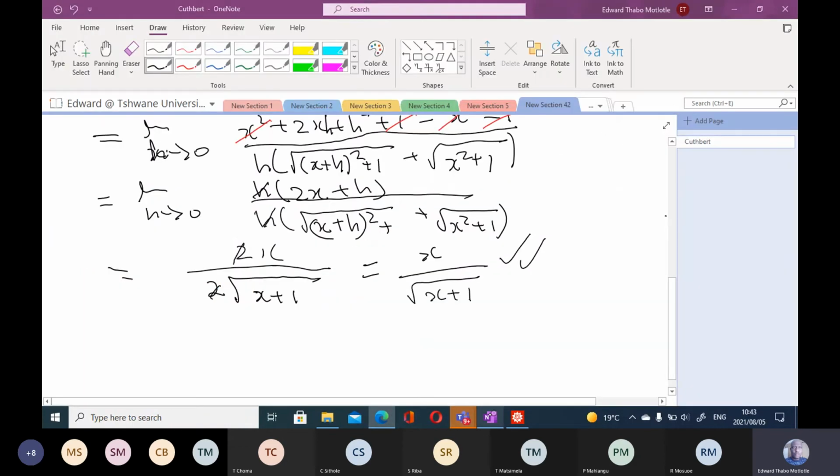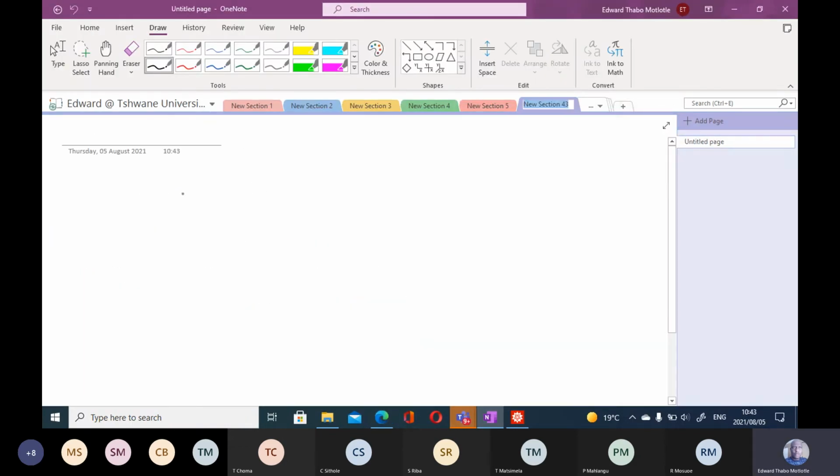Let's do that. So we have the limit. Remember, our function is f(x) equals the absolute value of x minus 6. So we have the limit as x approaches c of x minus 6, this one. How do you write this one? Yeah, I think this is correct.